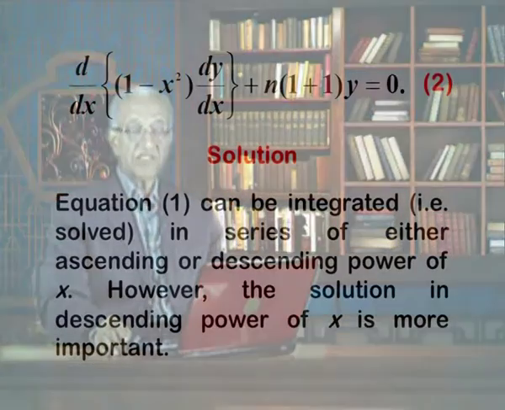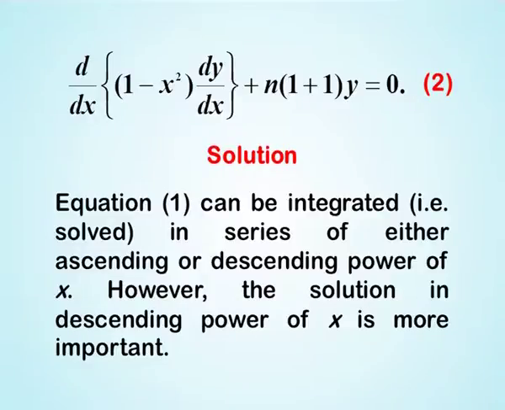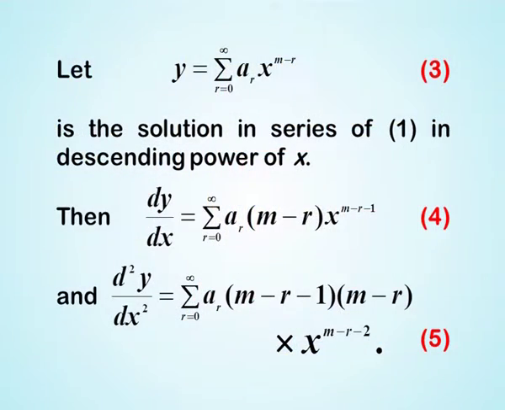We would like to find the complete solution of equation 1, or in other words equation 2. Equation 1 can be solved, because any solution of a differential equation is nothing but an integration in series of either ascending or descending powers of x, but for our convenience we will consider only the descending powers of x. That is very important. We suppose y equals sigma, r equals 0 to infinity, a r subscript, x to the power m minus r.